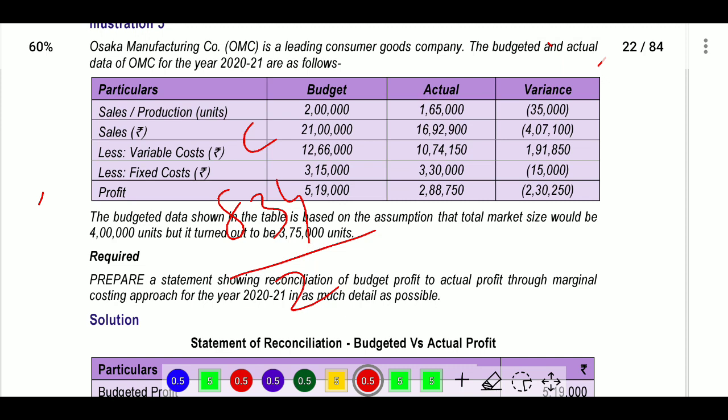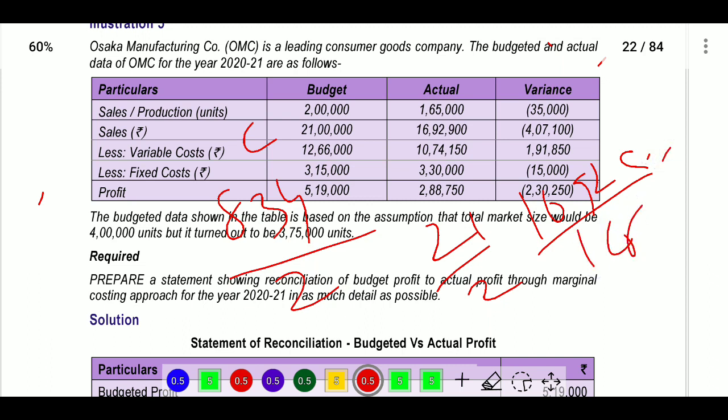Next, we will go for standard budgets. Standard sales price. What is the standard sale price? Sale price will be 21 lakhs divided by 2 lakhs. We will get the selling price. Next, actual selling price will be 16 lakhs 92,900 divided by 1 lakh 65,000. We will get the actual selling price.